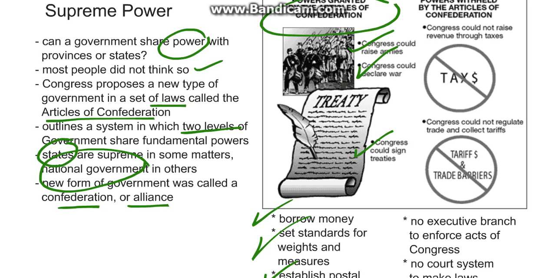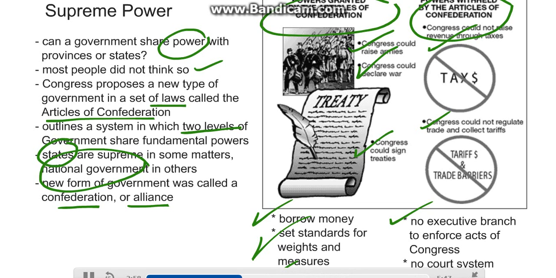Powers that the national government did not have. They could not raise taxes to generate money to support the government. They could not regulate trade or collect tariffs. There was no executive branch to enforce the acts of Congress, and there was no court system to interpret laws. So there was no executive branch of the government and no judicial branch. There was no Supreme Court and no court system. There was only the legislative branch which made the laws.